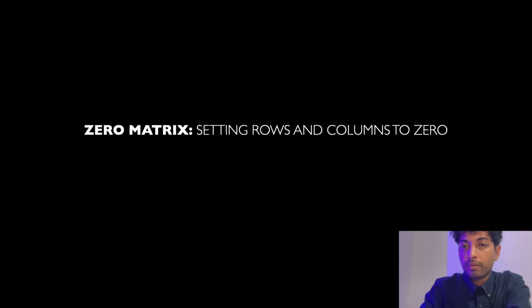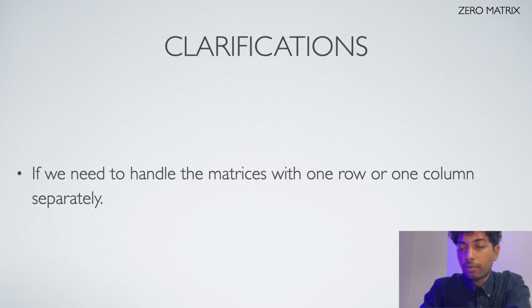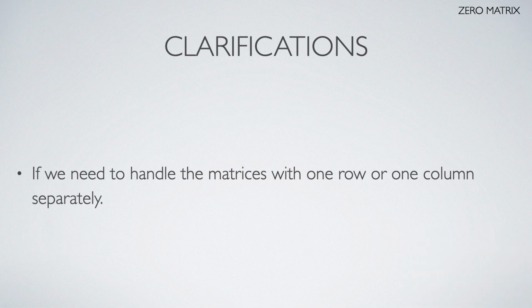Our next problem is zero matrix. Given an m cross n matrix, if an element is 0, we need to set its entire row and column to 0. This ensures that any presence of 0 in the matrix will effectively nullify its rows and columns. We discussed two approaches to solve this problem.